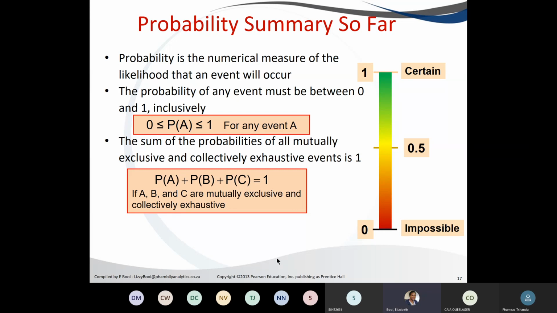And this is only possible if and only if A, B, and C are mutually exclusive and collectively exhaustive events. Then they will be equal to 1.